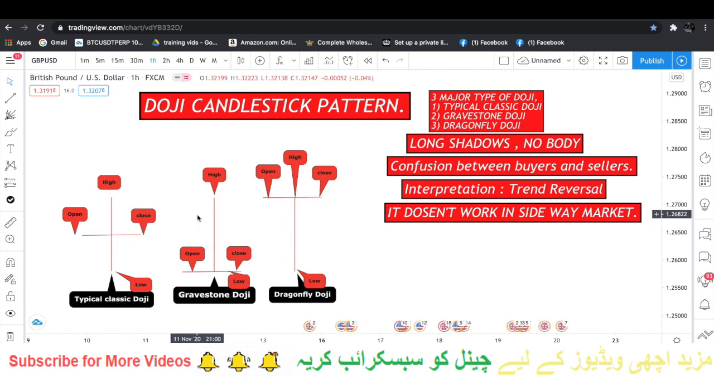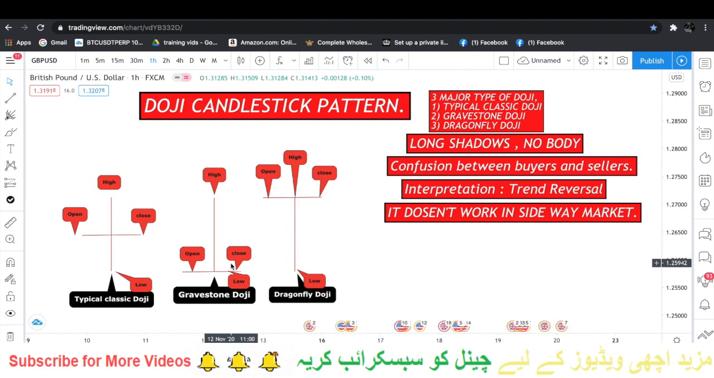This is the gravestone doji candlestick. You all know the alphabet T. The gravestone doji is shaped like the opposite of the alphabet T, as you can see over here. Have a look. It has the same long shadows but no body at all. This was the high price, this was the low, and the open and close remained the same. The buyers and sellers were both in a state of confusion.